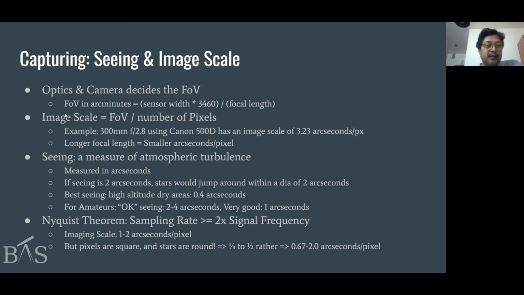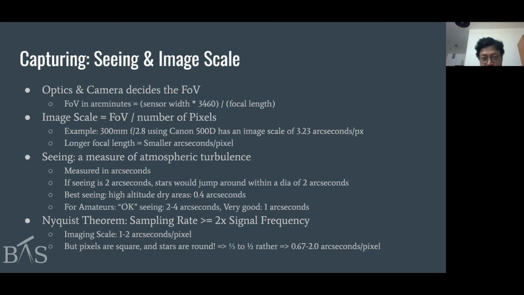Your optics and camera ultimately decide the field of view that the focal plane or your sensor is going to see. There is a formula like this where you can calculate the field of view in arc minutes. For arc seconds, just multiply this by 60 again. Image scale is nothing but your field of view divided by the number of pixels. For example, my 300 mm f2.8 using a Canon 500D has an image scale of 3.23 arc seconds per pixel. What that means is for every pixel in that camera, I am seeing 3.23 arc seconds of sky.